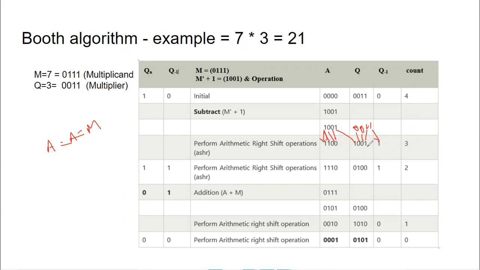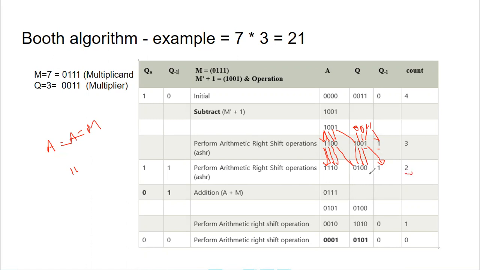Then we check the values Q0 and Q minus 1. When both are 1, what we have to do? We have to just do a right shift. So that's what we do here. 1 is shifted here, and this one goes to the first position also. So now this is the position after doing another arithmetic right shift. Now decrement the count to 2.